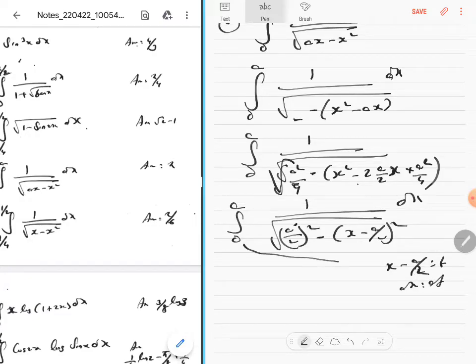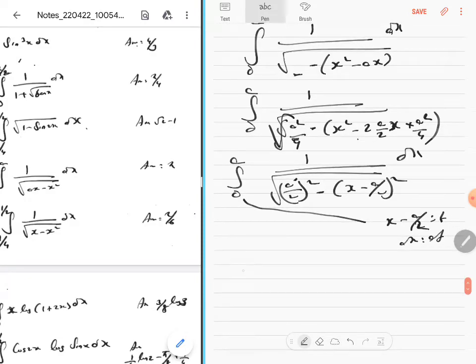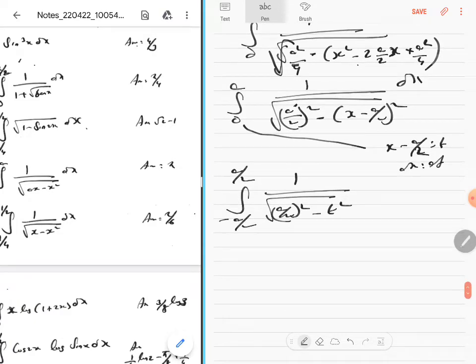If you put x as 0, it becomes minus a by 2, and if you put x as a by 2, it is just a by 2. So it's becoming minus a by 2 to a by 2, 1 by root of a by 2 the whole square minus t square. And this is just sine inverse of x by a, or sine inverse of t by a by 2. We integrate from minus a by 2 to a by 2.